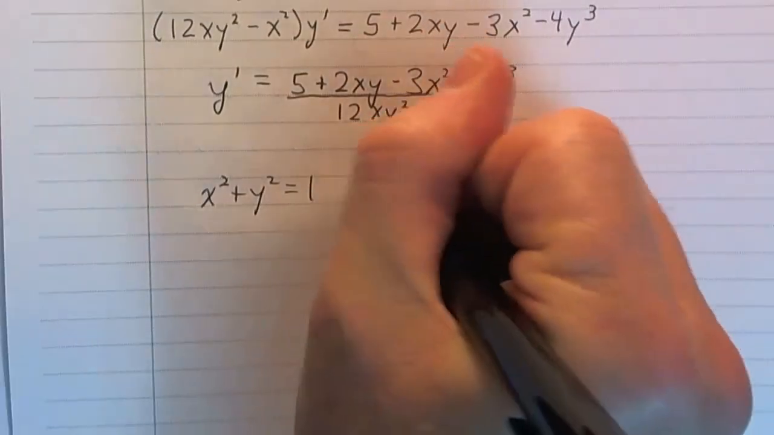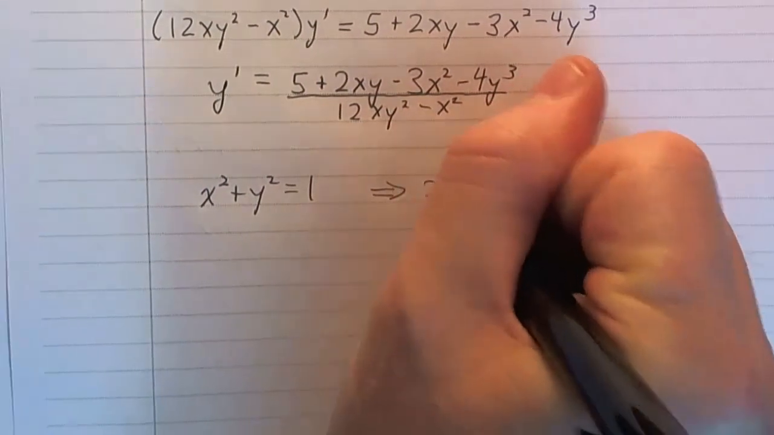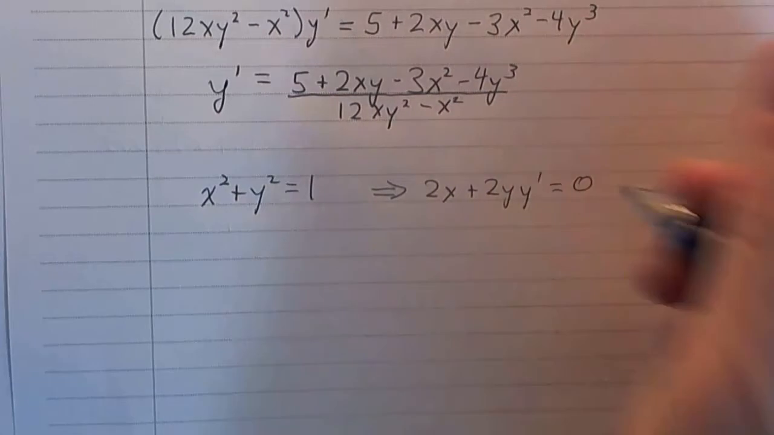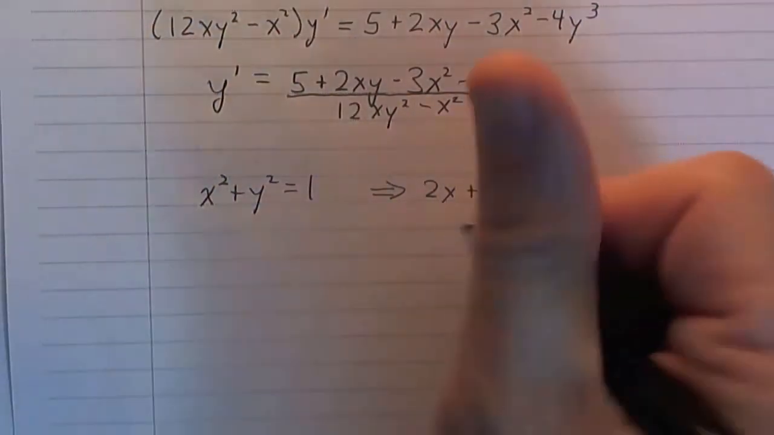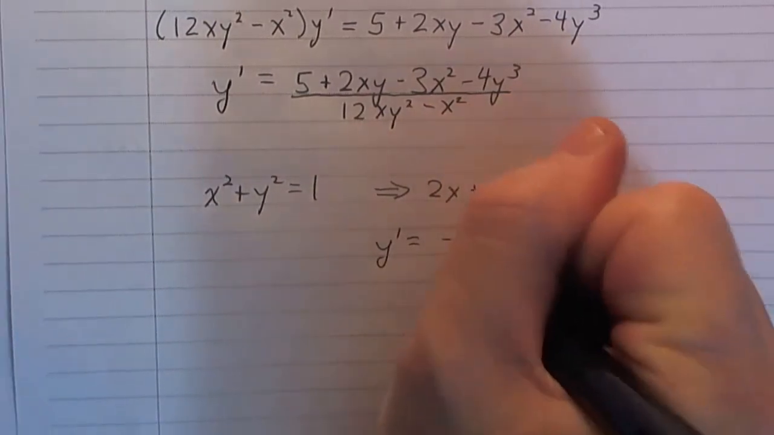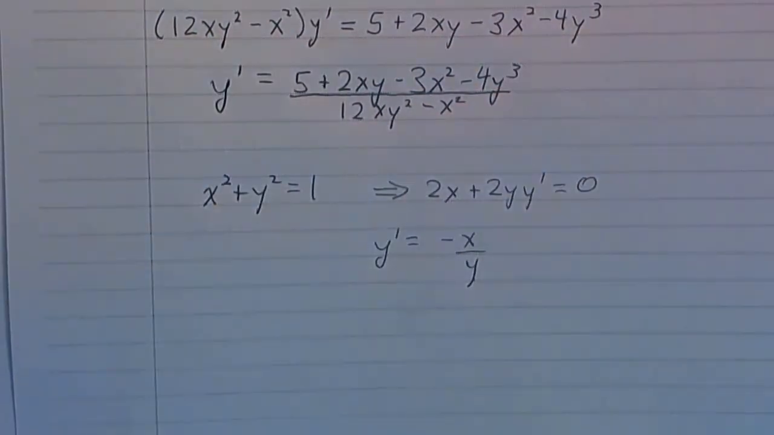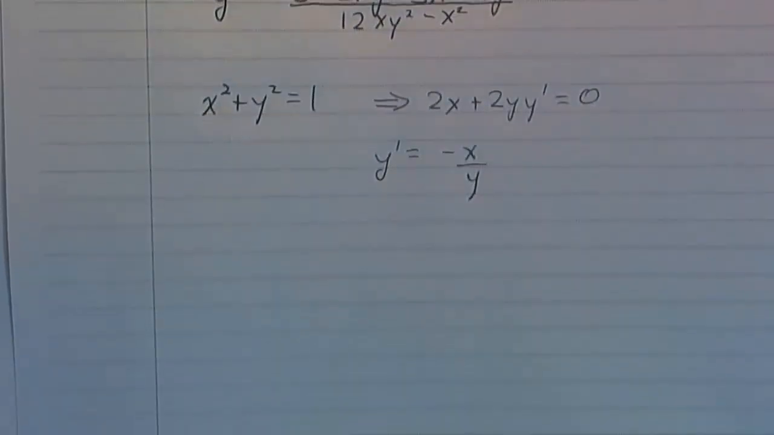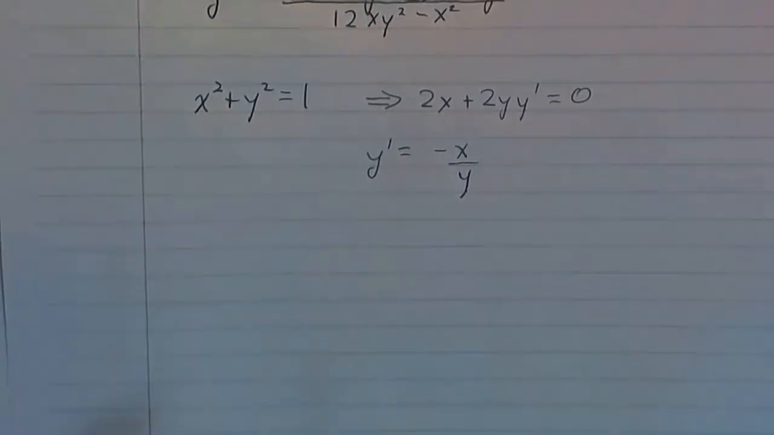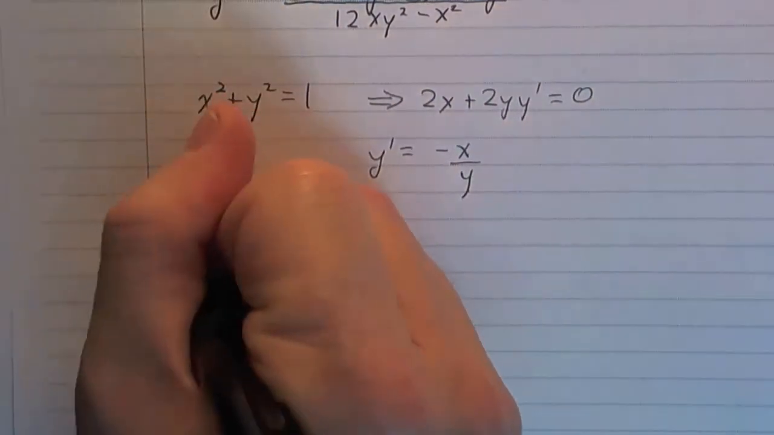So here I go. I'm going to go through here and differentiate. I've got 2x plus 2y y prime equals 0. And recall, let's just jump to the end. Recall that we had y prime is equal to negative x over y. So I just jumped to the end there. Now what I want to do is find y double prime. Okay? So here I go. I'm just going to start here and differentiate through.